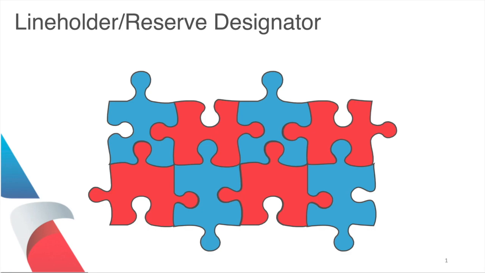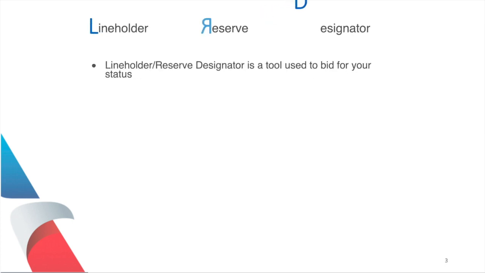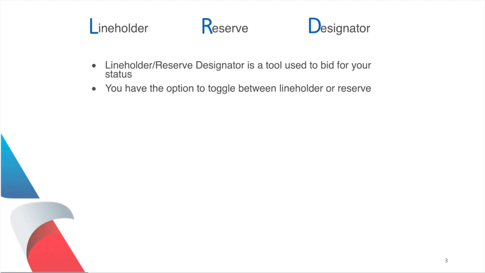Lineholder Reserve Designator is a monthly tool used to bid your status for the bid month. Before you start bidding in PBS, you must decide your status, lineholder or reserve. It's that simple with this tool. LRD stands for Lineholder Reserve Designator. It is used to bid for your status. You have the option to toggle between lineholder and reserve.